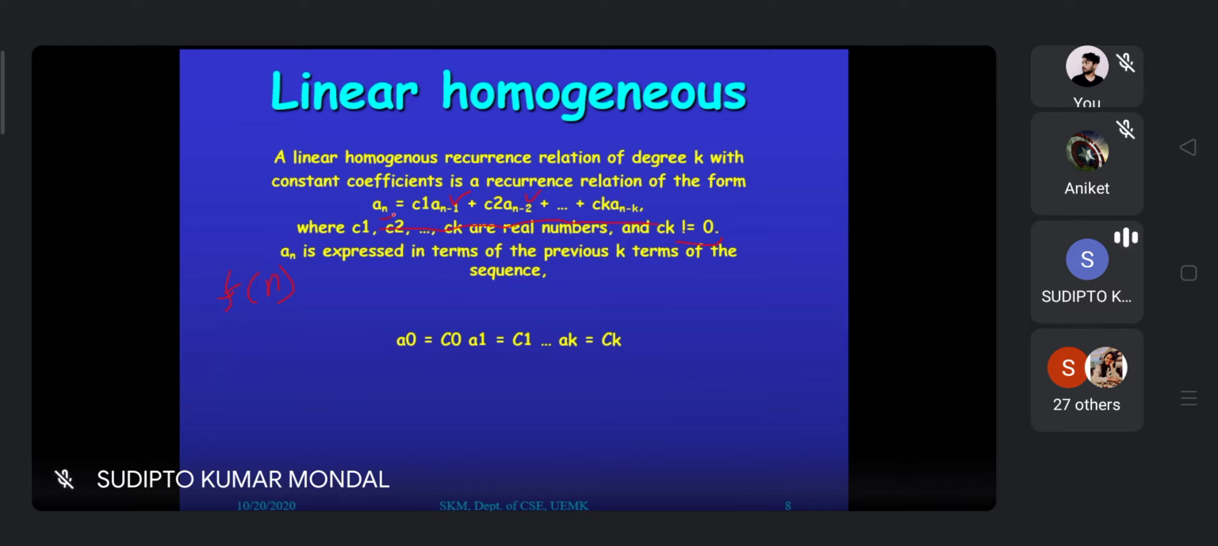These are the same thing, and its degree is k, because up to the kth term we are using, that's why its degree is k. And with respect to a certain boundary condition, which is the initial condition, the terminating condition we can say, these terminating conditions must be there in our recurrence relation. It is not necessary that many terminating conditions are possible; one terminating condition must be there.